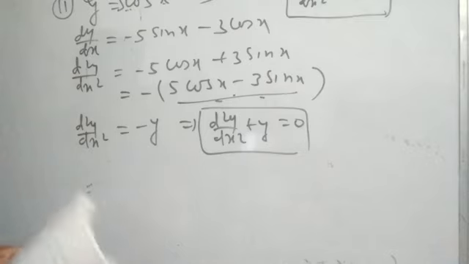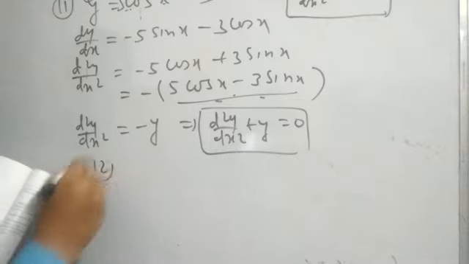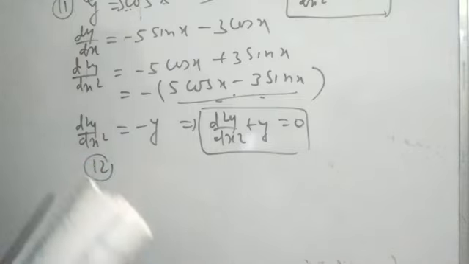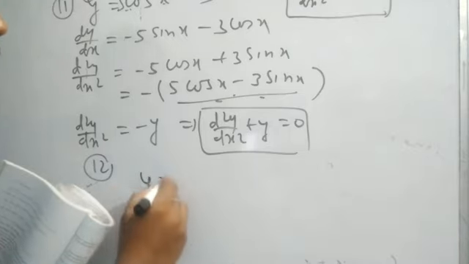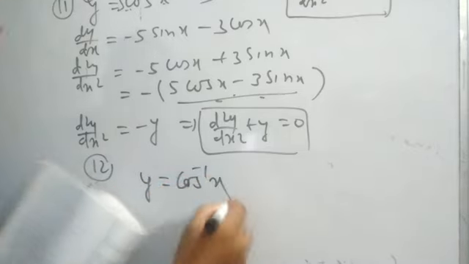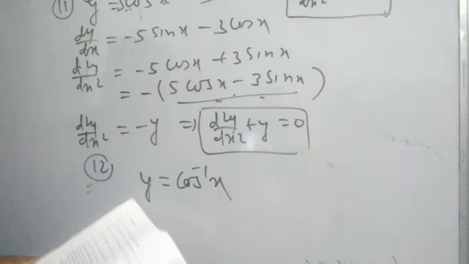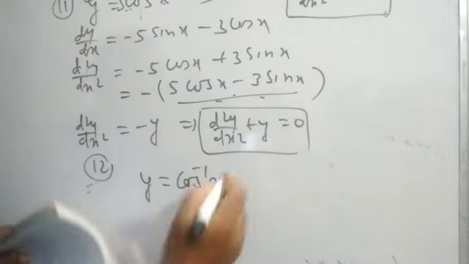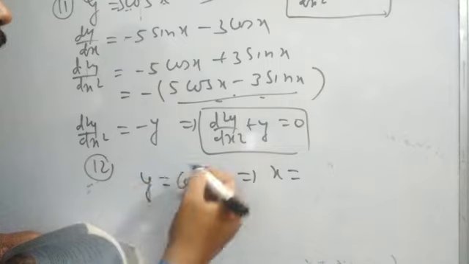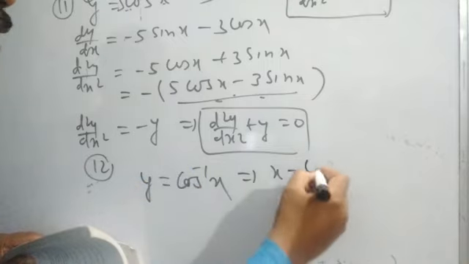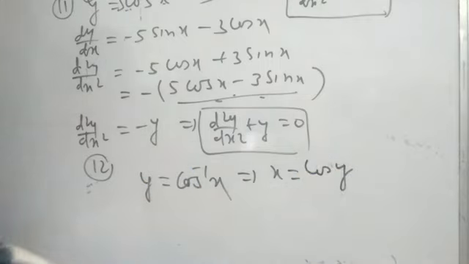Then question number 12. In this case, y is equal to cos inverse x, find d2y/dx2 in terms of y alone. So I can write x is equal to cos y, since y is equal to cos inverse x. So it will be an implicit function.